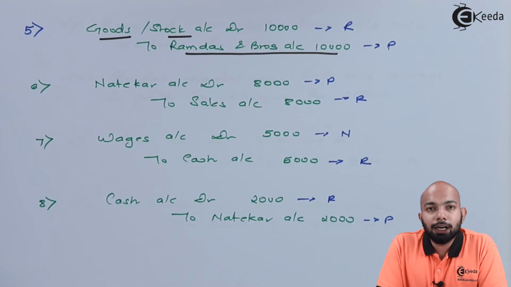Now the next part will be: debit the receiver, credit the giver, golden rule. Now, who is the giver? Messrs. Ramdas Brothers and Company. Messrs. Ramdas is the person who is giving you the goods. Hence, here real and personal accounts are both a part. So, goods account debit to Messrs. Ramdas Brothers and Company. Hence, we mention this transaction as goods account debit to Messrs. Ramdas and Brothers. The amount will be mentioned down here as per the question or the transaction.